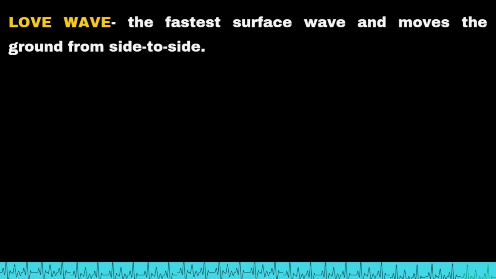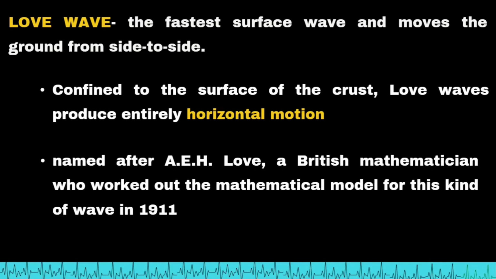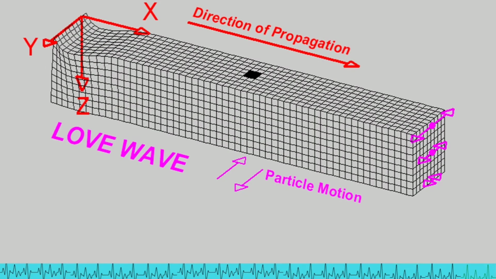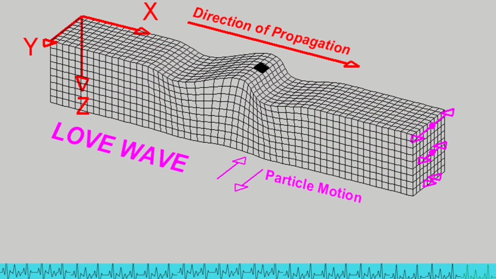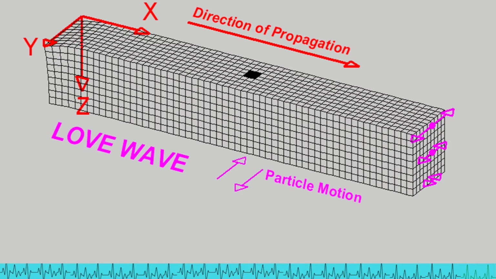The first type of surface wave is called the Love wave. The Love wave is the fastest surface wave and moves the ground from side to side. It is confined to the surface of the crust. Love waves produce entirely horizontal motion. Named after A.E.H. Love, a British mathematician who worked out the mathematical model for this kind of wave in 1911. So this is the direction of propagation for Love wave. They move in horizontal directions or sideways.